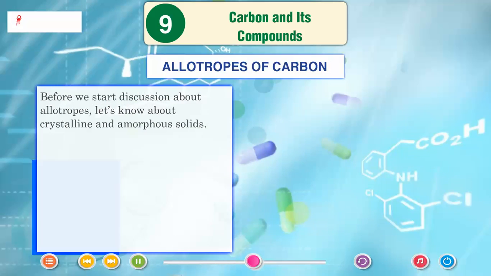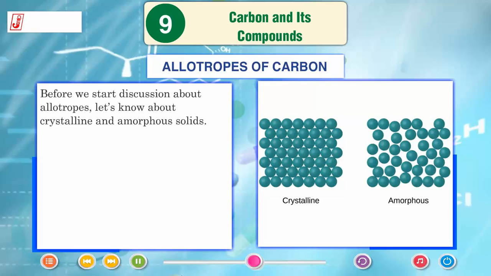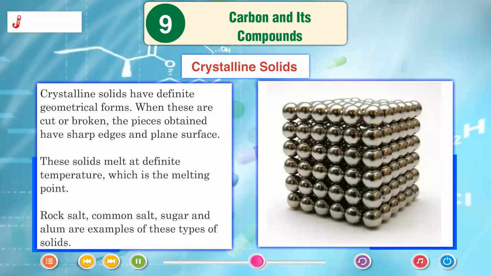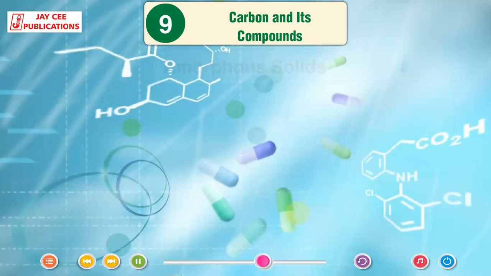Allotropes of carbon. Before we start discussion about allotropes, let us know about crystalline and amorphous solids. Crystalline solids. Crystalline solids have definite geometrical forms. When these are cut or broken, the pieces obtained have sharp edges and plane surface. These solids melt at a definite temperature, which is the melting point. Rock salt, common salt, sugar and alum are examples of these types of solids.